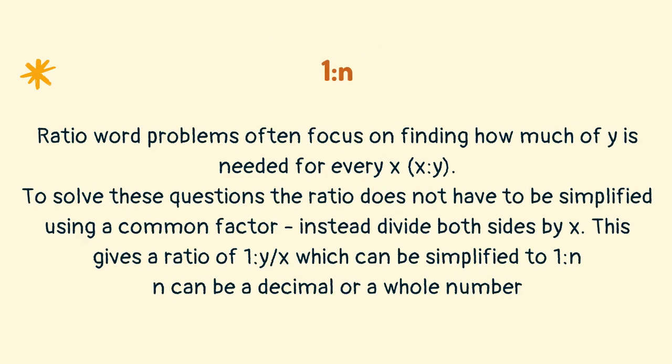Ratio word problems often focus on finding how much of y is needed for every x. For example, how much x to y is there. To solve these questions, the ratio does not have to be simplified using a common factor. Instead, divide both sides by x. This gives a ratio of 1 to y divided by x, which can be simplified to 1 to n. n can be a decimal or a whole number.